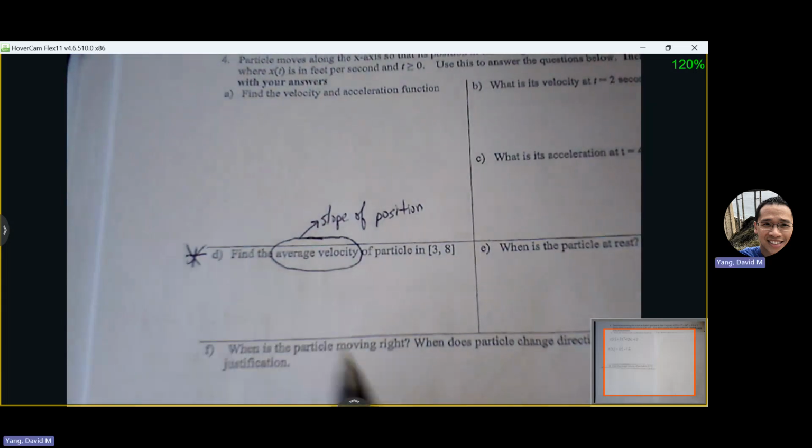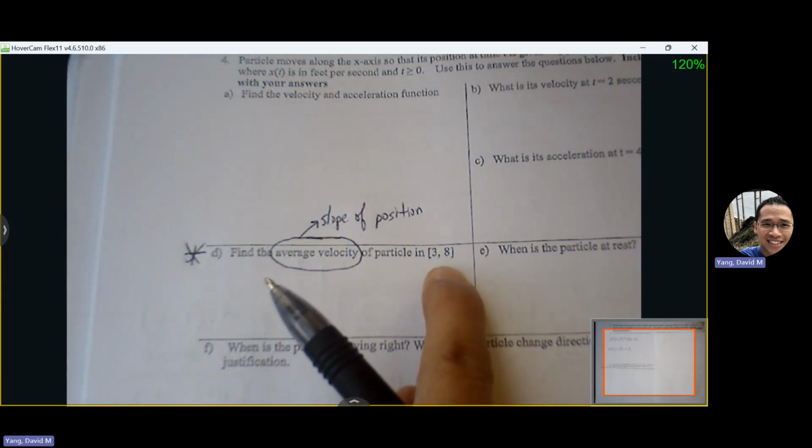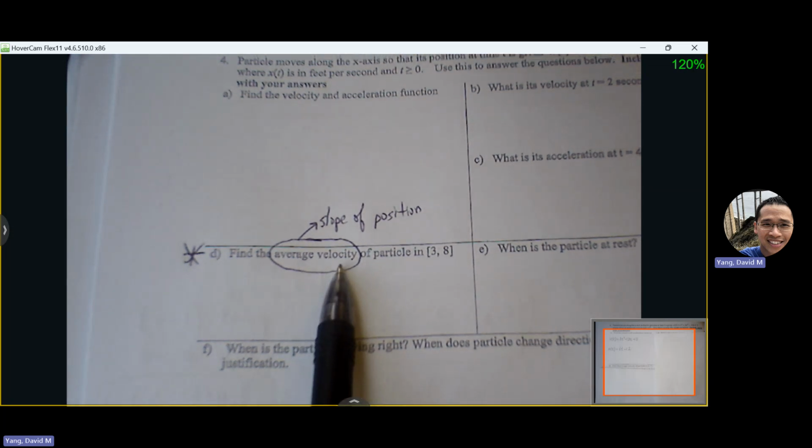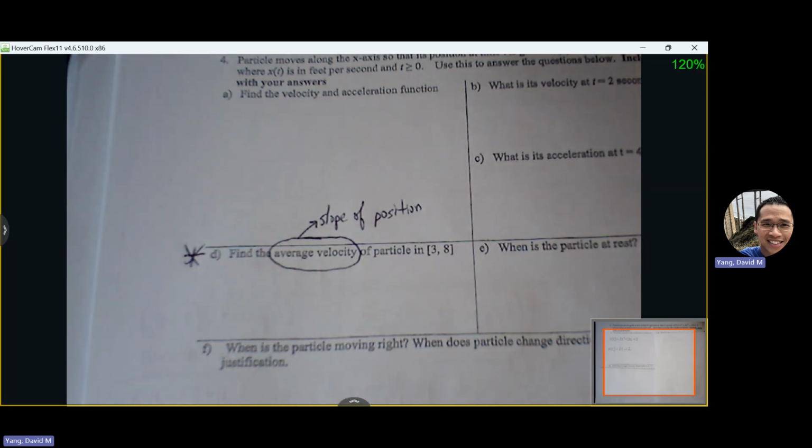So we're going to find the position at 3 seconds. We'll find the position at 8 seconds. And we'll just figure out how much distance this object covers divided by how much time has passed. And that will give us the average velocity. So I want us to understand why this is an easily missed problem, because we see that word velocity and our tendency is, well, it says velocity, so why not use velocity?